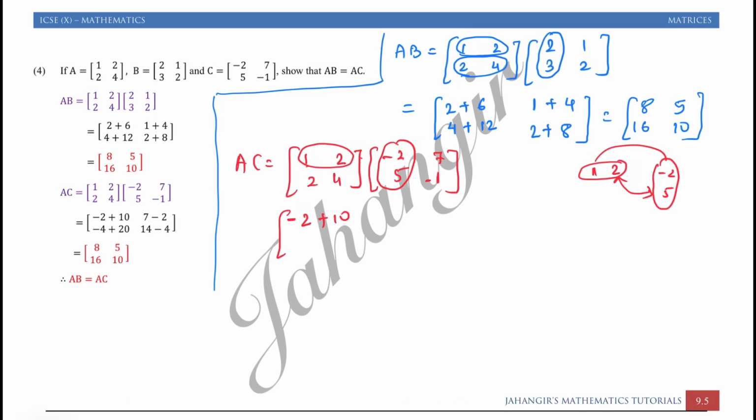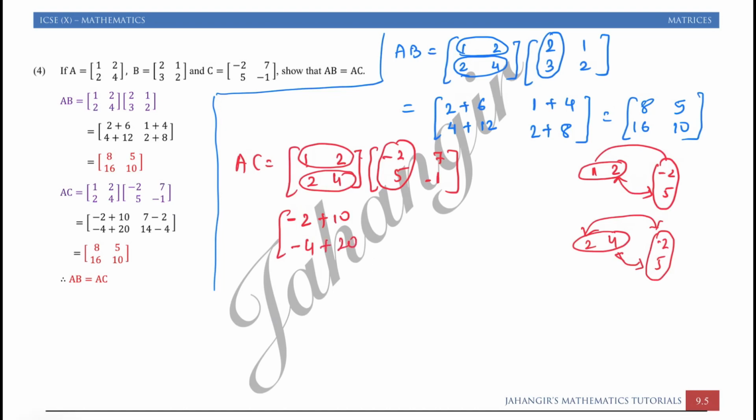Then we can even do first row with second column. If you want, you can solve that way also. But as we are doing, we will go in that way only so that there is no confusion. Now we will do second row, first column. Second row is 2, 4 and first column is minus 2, 5. So we are going to multiply this. 2 into minus 2 is minus 4. 4 5s are 20.